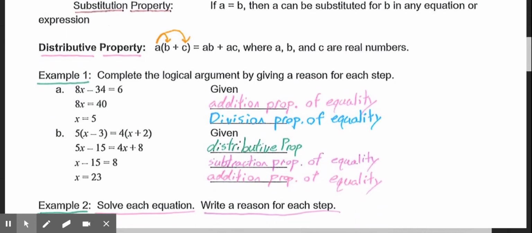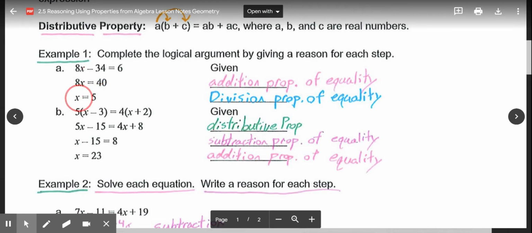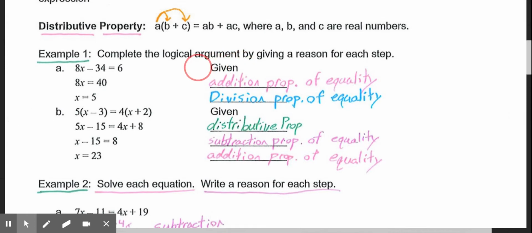So now we're going to complete the logical argument by giving reasons for each step. So we're looking at the math over here on the left, and from the first step to the second step, we're going to give the reason, which would be one of our properties. So in this case, we have our initial given statement, 8x minus 34 equals 6. So the first thing is always a given. So our answer to the first line, our first step in a reason, is just stating what's given.